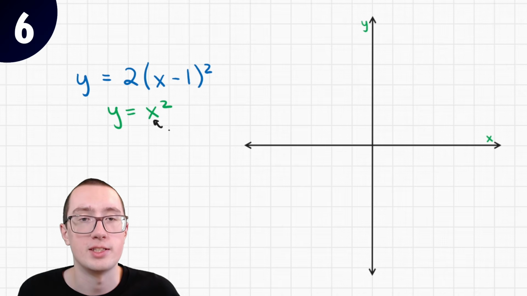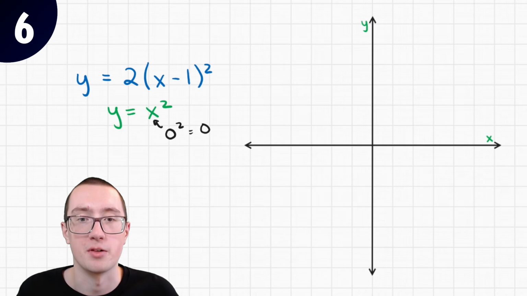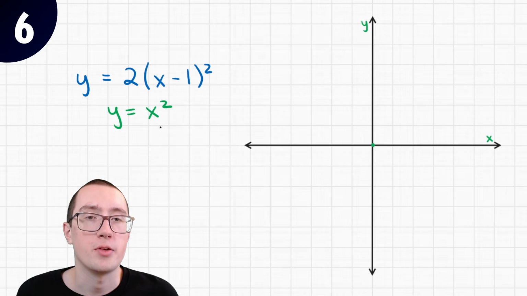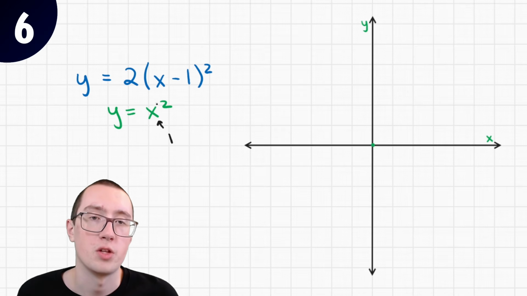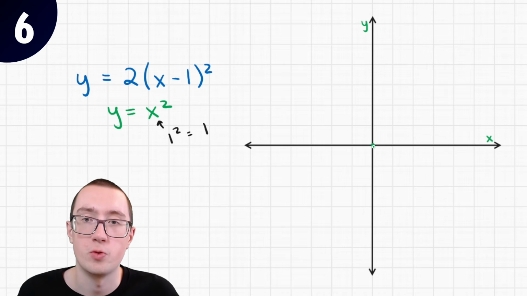What happens if we put in 0 for x? Well, if we put in 0 for x, then for y, we're going to get 0 squared. 0 times 0 is 0. So when x is 0, y is 0. And 0, 0 is right here in the middle of this graph. But now what about if we put in 1 for x? Well, if we put in 1 for x, for y, we're going to get 1 squared. 1 times 1 is 1. So when we put in 1 for x, we get out 1 for y. So to represent that, I'm going to move 1 square to the right because x is 1. And then because y is 1, I'm going to move 1 square upward. And I'm going to put a point right here.